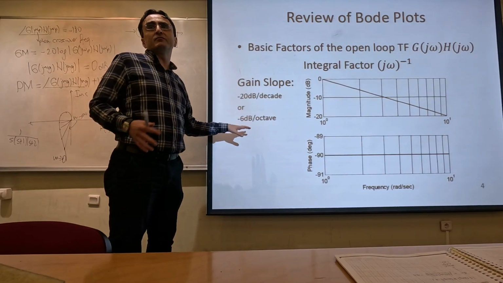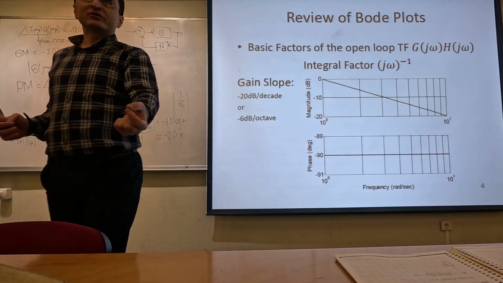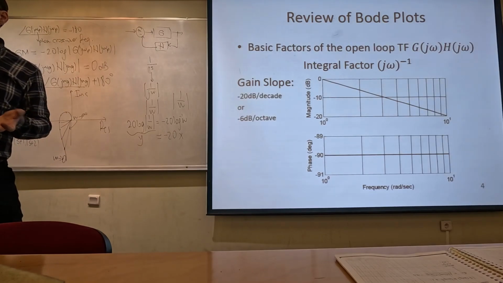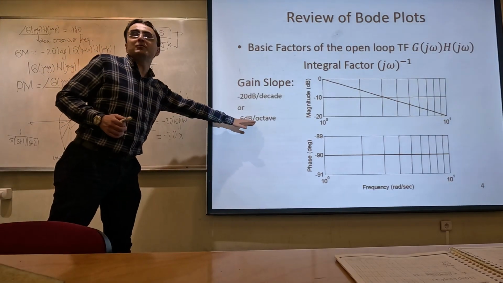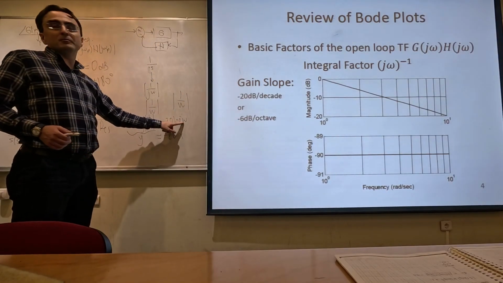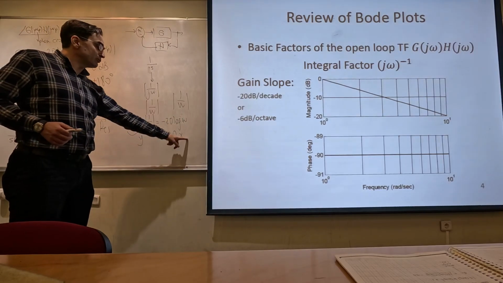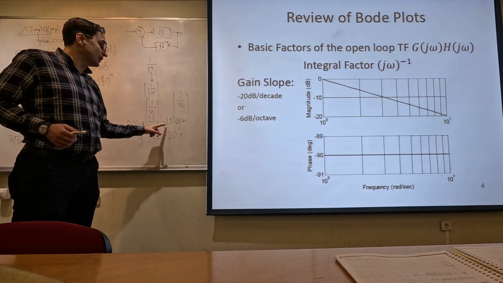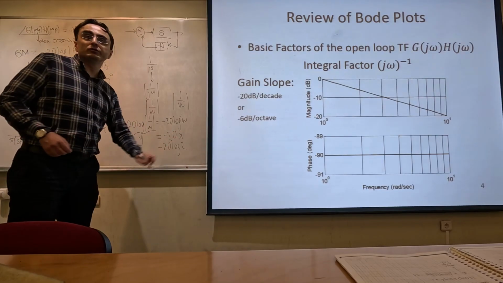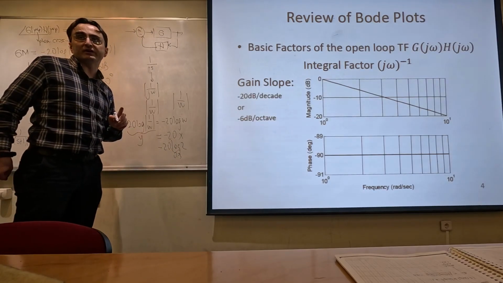Octave in this context means 2 times. Okay, so when the frequency increases 2 times, then the magnitude decreases by 6 dB. Okay, that is what minus 6 dB per octave slope would mean. When you increase the frequency by 2, so if you substitute 2 omega here, what would you subtract from here? You would subtract minus 20 log 2 here. Log 2 is approximately 0.3, which gives you minus 6 dB.